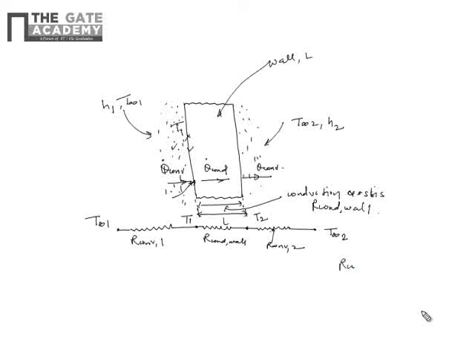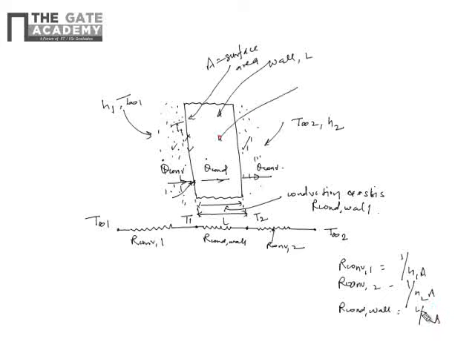So here our convection 1 is nothing but 1 by H1A, where A is the surface area of this wall. Our convection 2 is 1 by H2A on right hand side, and our conduction wall, as we have discussed earlier, is nothing but L upon KA, where K is the thermal conductivity of this wall.